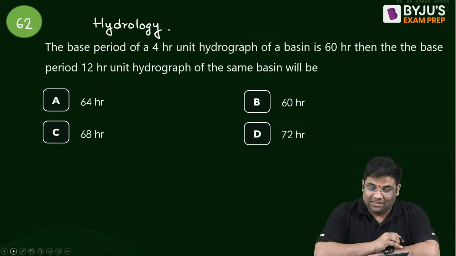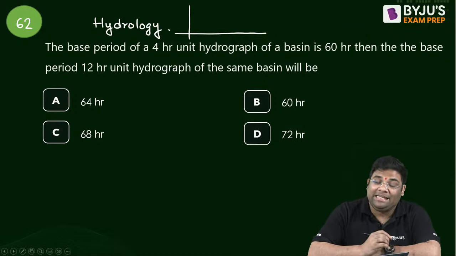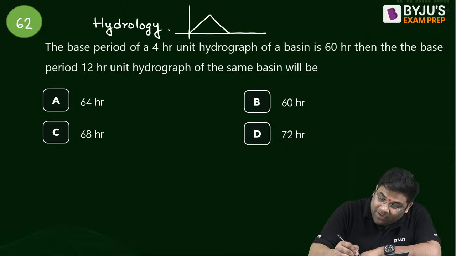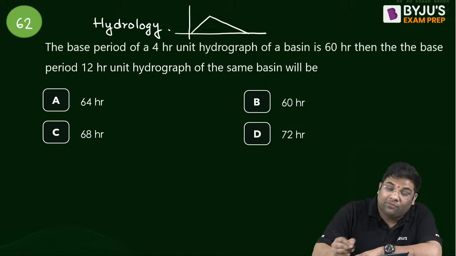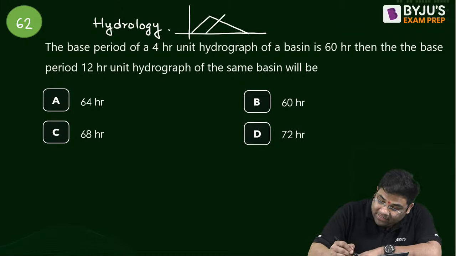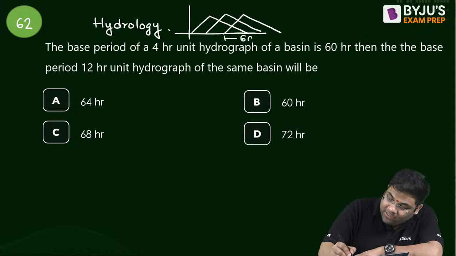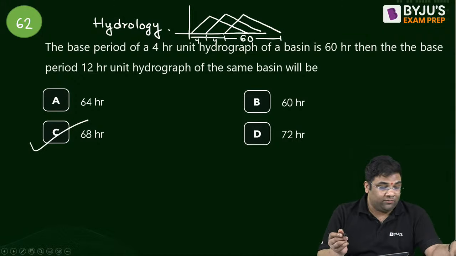Hydrology. The base period of a 4-hour unit hydrograph is 60 hours. What is the base period for a 12-hour unit hydrograph? What is the answer to this? C. See, a 12-hour hydrograph I will get by repeating the 4-hour unit hydrograph 3 times. The total base is 60. When I repeat 3 times, this will be 60 only, and this is repeating after 4 hours, and this is after 4 hours. The total becomes 68 hours. Understood this question? Very good question.